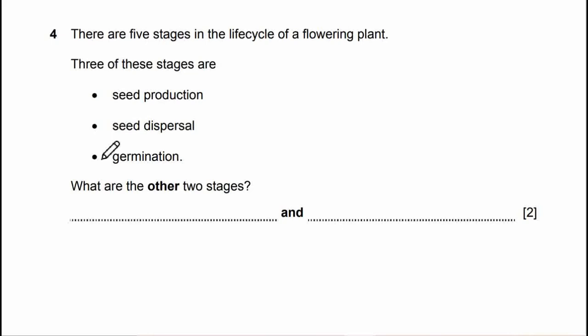And what are the other 2 stages? The other 2 stages are after germination. It will grow into a young plant and then an adult plant. Then there will be pollination, and after pollination will follow fertilization.